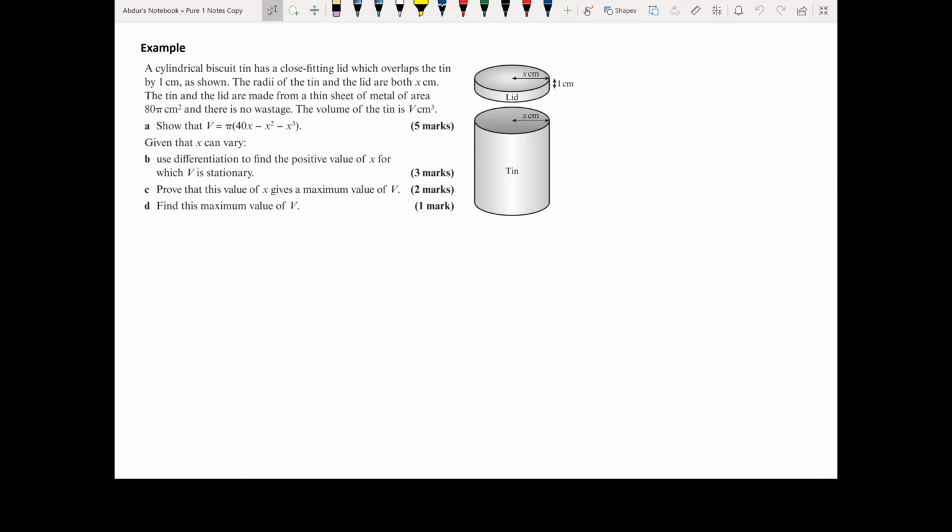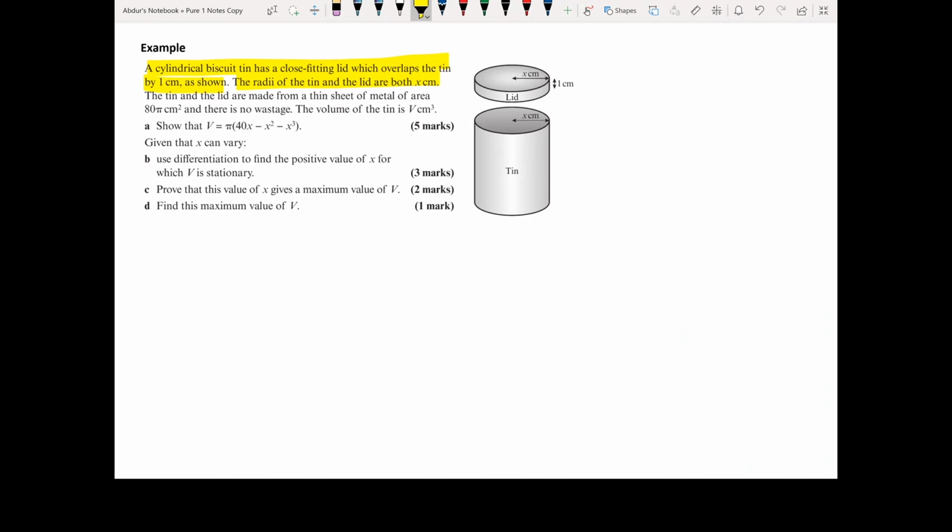So the question reads, a cylindrical biscuit tin has a close-fitting lid which overlaps the tin by 1 centimeter as shown. So let's take a look at that. We can see what it's referring to. Then it goes on to say the radii of the tin and the lid are both x centimeters. We can see that's given to us in the diagram. So we've understood those sentences, and that is already in our diagram, which is good. If it wasn't, then I would go and draw that in the diagram to help me solve the problem.